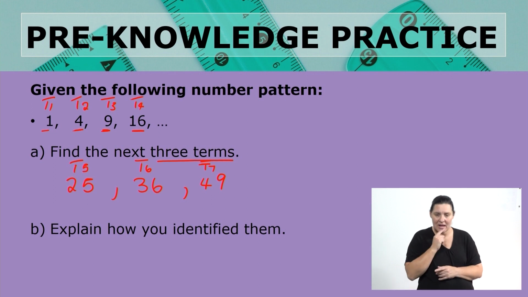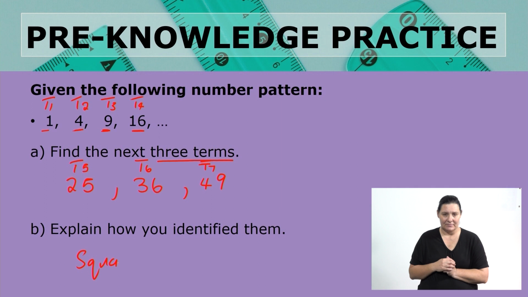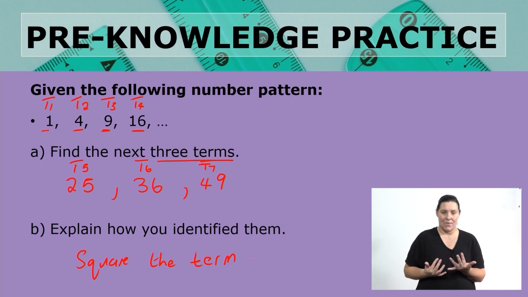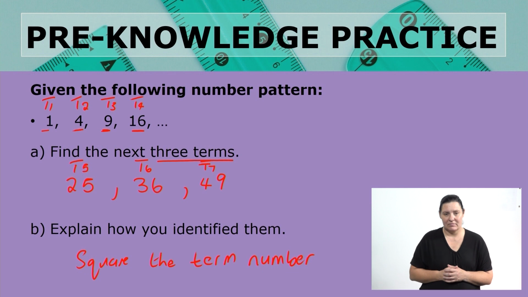This is the square numbers. So we are just going to square the term number, and that is how we get to the next term, or this is how we finish off that pattern. Let's move on to the next pre-knowledge practice.